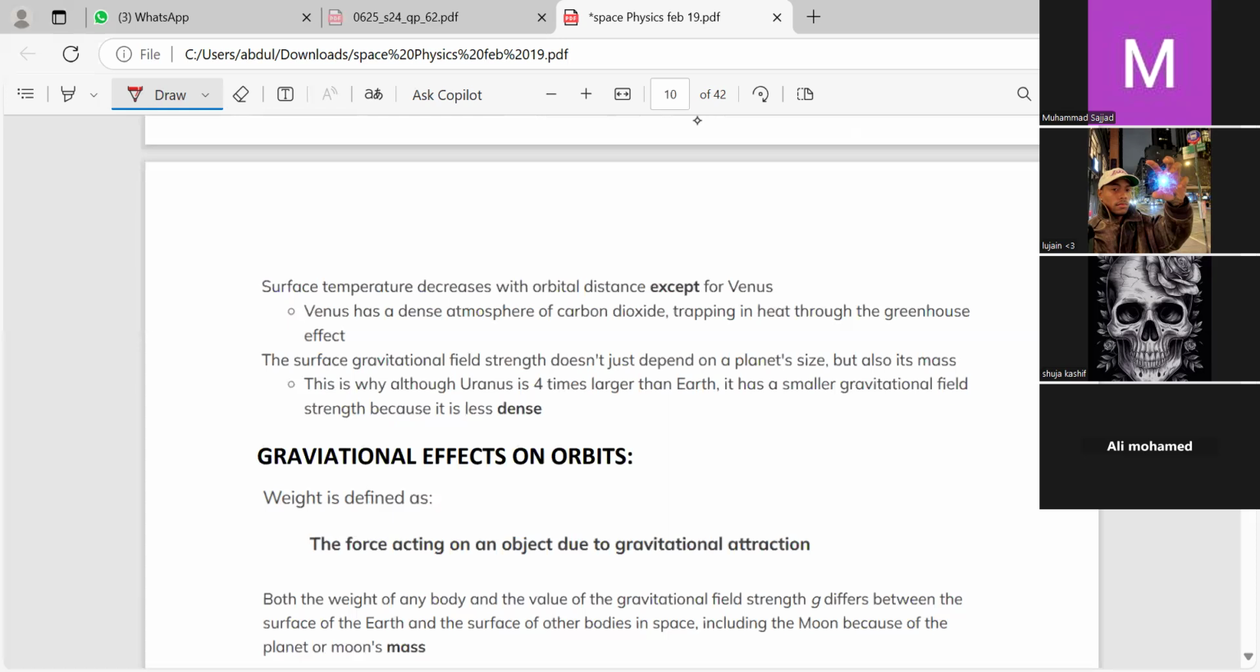Now see, the second point which I was just discussing with you in the end, that the surface temperature decreases with orbital distance except for Venus. Why not for Venus? Venus has a dense atmosphere of carbon dioxide trapping in heat through the greenhouse effect. Then the last thing about which I forgot to share with you people.